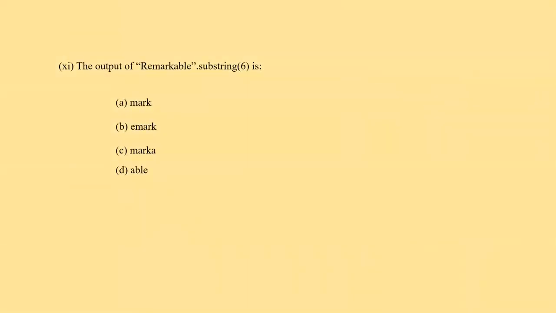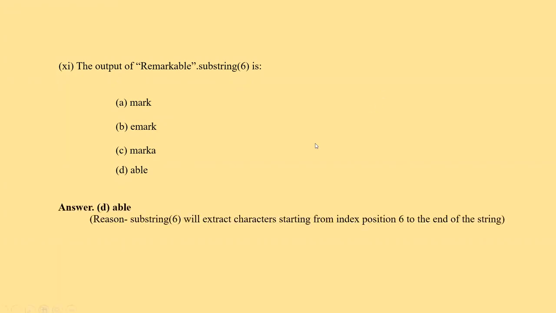Next question. The output of "remarkable".substring(6) is: options are mark, emark, markA, and able. The answer is able. Substring(6) will extract the characters starting from index position 6 to the end of the string. And in "remarkable", at index position 6, it is the A of able. That's why able is the answer. Next question.